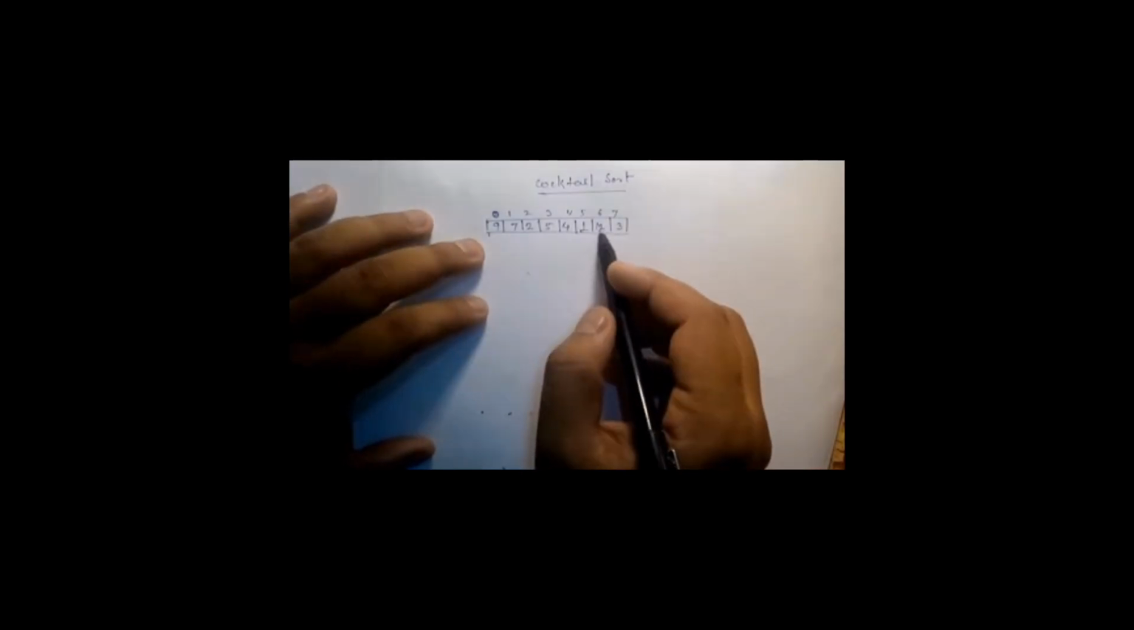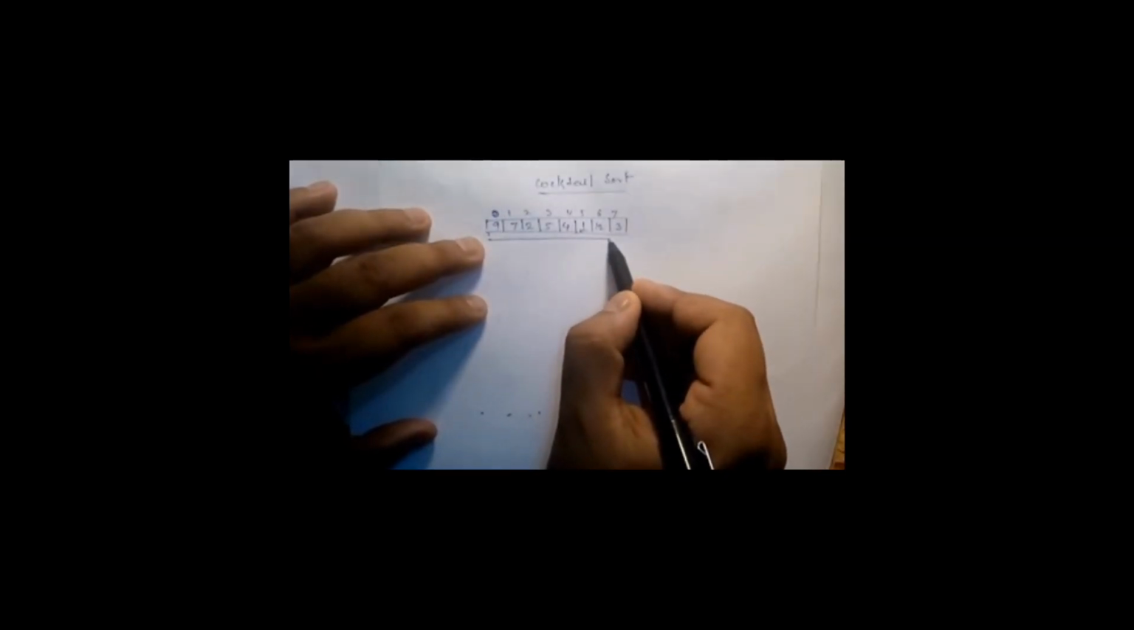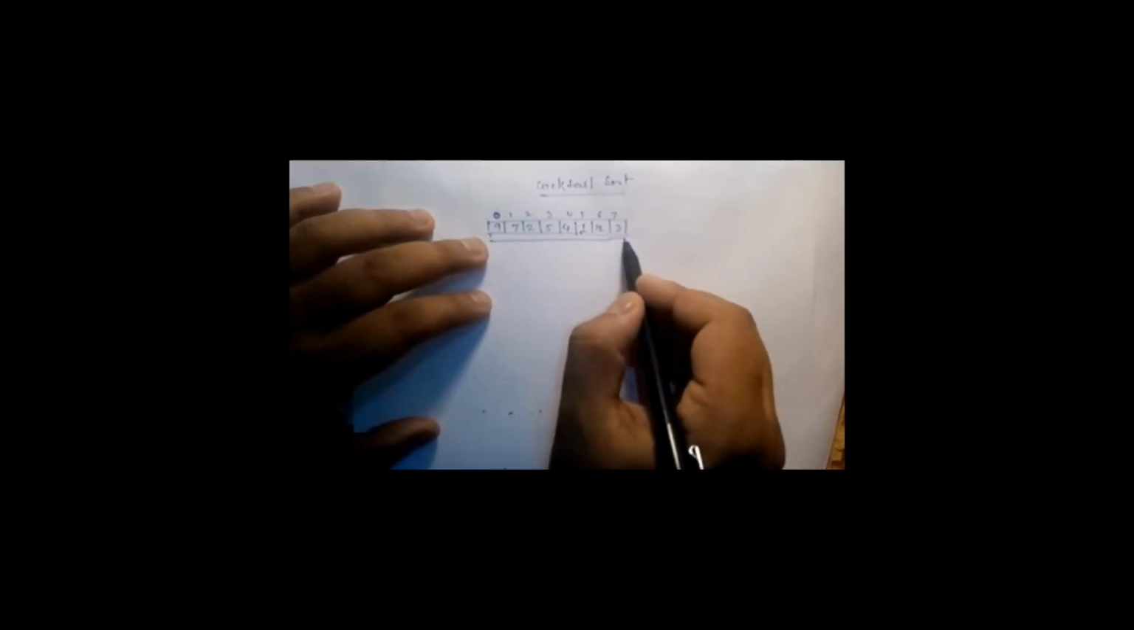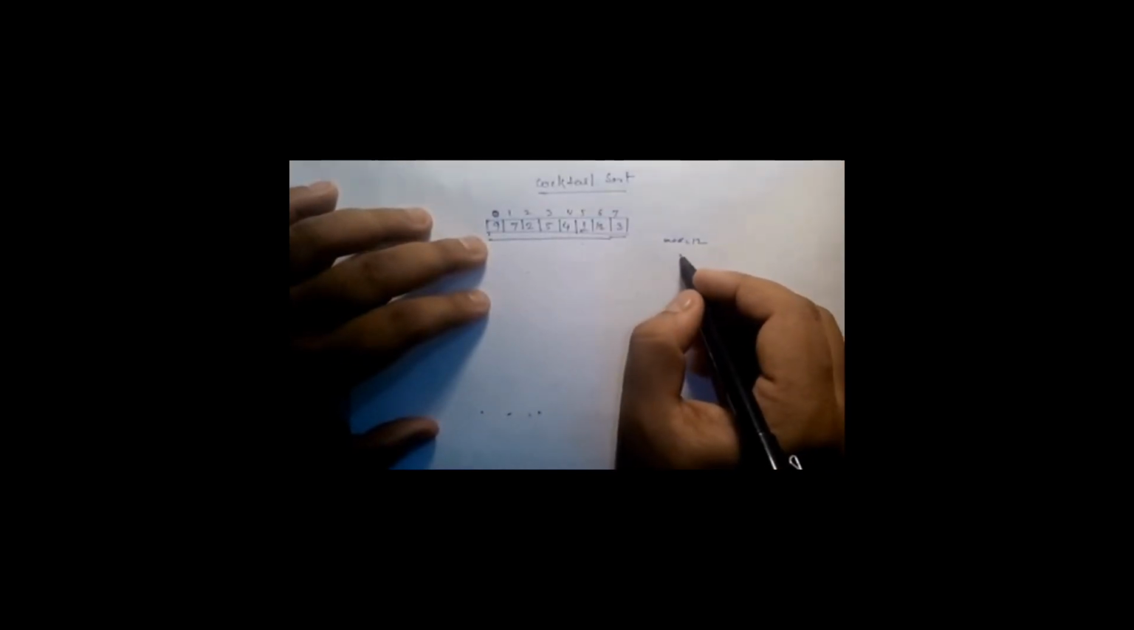Cocktail shaker sort. Okay, cocktail sort is a refinement of the bubble sort. Now you process the whole array and identify the maximum value. So the maximum value is what? 12, and keep the maximum value on the right side.